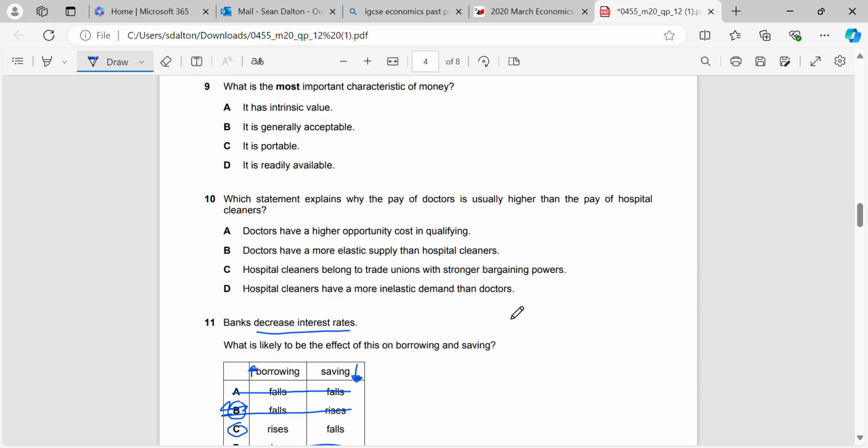Which statement explains why the pay of doctors is usually higher than the pay of hospital cleaners? Okay.